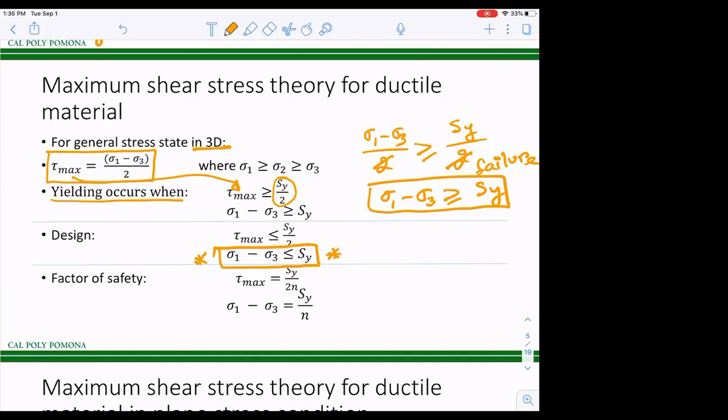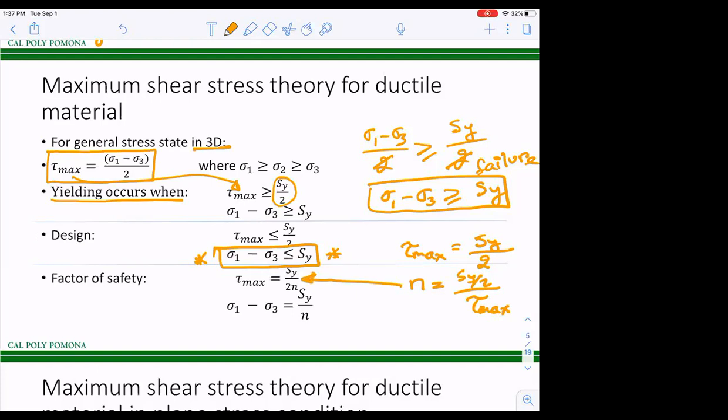So if we put them equal, say tau max is equal to half the yield strength, then your factor of safety will be 1. But if you want to keep a higher factor of safety, then it should be SY by 2 divided by tau max. This will give you this equation.